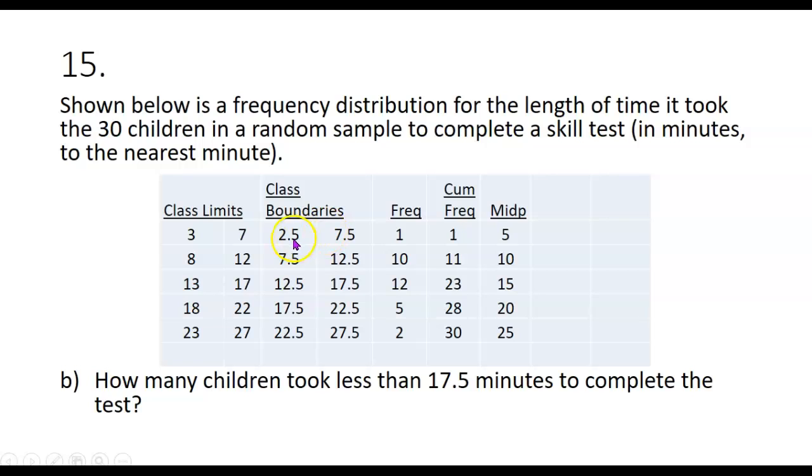17.5. So anybody in those first 3 classes, the amount of time they took was somewhere under 17.5 minutes. So altogether, that's the one kid who took somewhere between 2.5 and 7.5, plus the 10 who took somewhere between 7.5 and 12.5, plus the 12 who took somewhere between 12.5 and 17.5. 23 in all. And notice that is the cumulative frequency there. So the answer to that is 23 children altogether took some number of minutes that was less than 17.5.